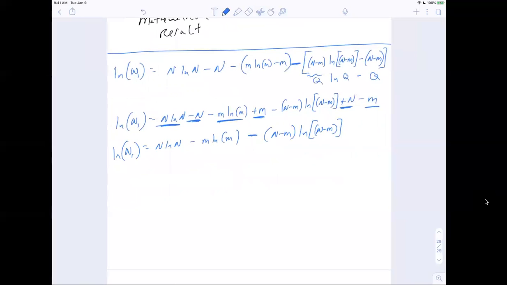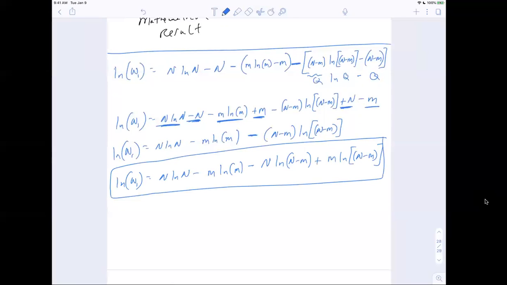And then what we can do, just to refine this, is write this as n log n minus m natural log of little m minus, and we'll just break this term up. So we have n natural log of n minus m, and then plus little m natural log of n minus m. So that gives us the natural log of W1. It reduces down to these very simple things. Okay, any questions or comments?